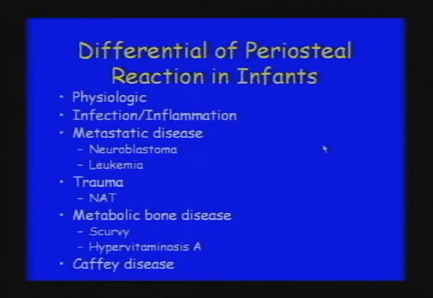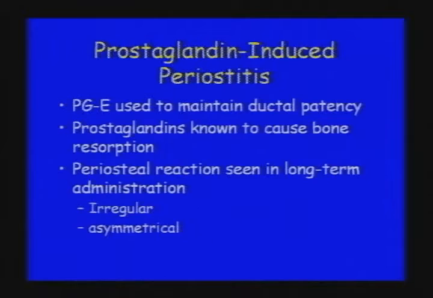You can have physiologic periosteal reaction, which is just a result of rapid bone growth. You can have periosteal reaction from infection or inflammation, such as the TORCH infections. You can have it from metastatic disease, such as neuroblastoma or leukemia. You can have it as a result of trauma, and we always think about non-accidental trauma in children. We can see it as a result of metabolic abnormalities, scurvy or hypervitaminosis A, and then Caffey's disease, which is a not very well-defined periosteal reaction, often involving the mandible, thought to be an infectious agent, but nobody really knows. I've only ever seen one case of that.